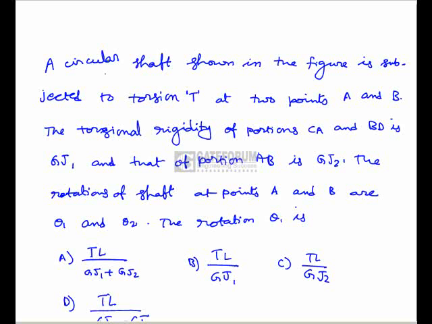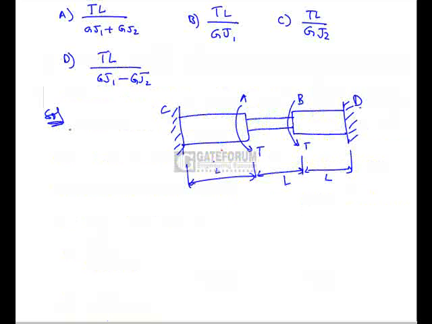The shaft shown in the figure is subjected to torsion T at 2 points A and B. The torsional rigidity of portions CA and BD are GJ1 and that of portion AB is GJ2. The rotations of the shaft at points A and B are θ1 and θ2. The rotation θ1 is... So here is the given diagram.